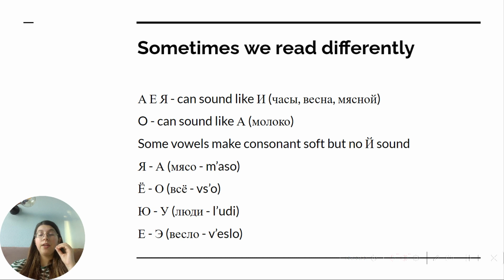Весло, весло, весло. Okay? And you always read like that if you see those vowels. You make the consonant soft and then you read the paired vowel.